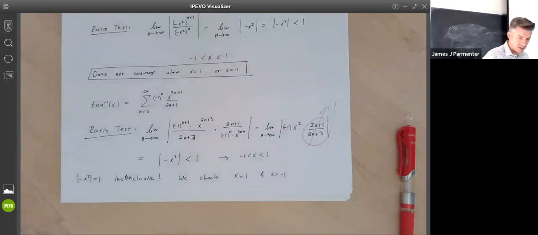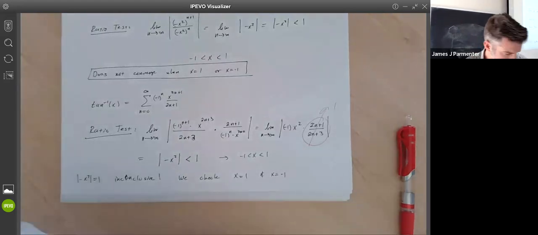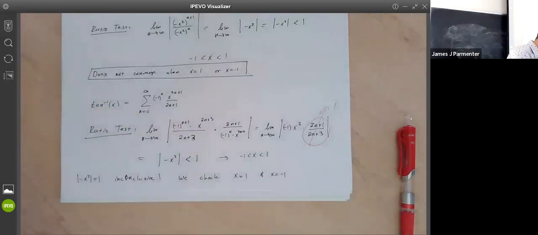Let's look at another example, which might be a little more illuminating than this example. Not that this example isn't good, just there's lots of examples.